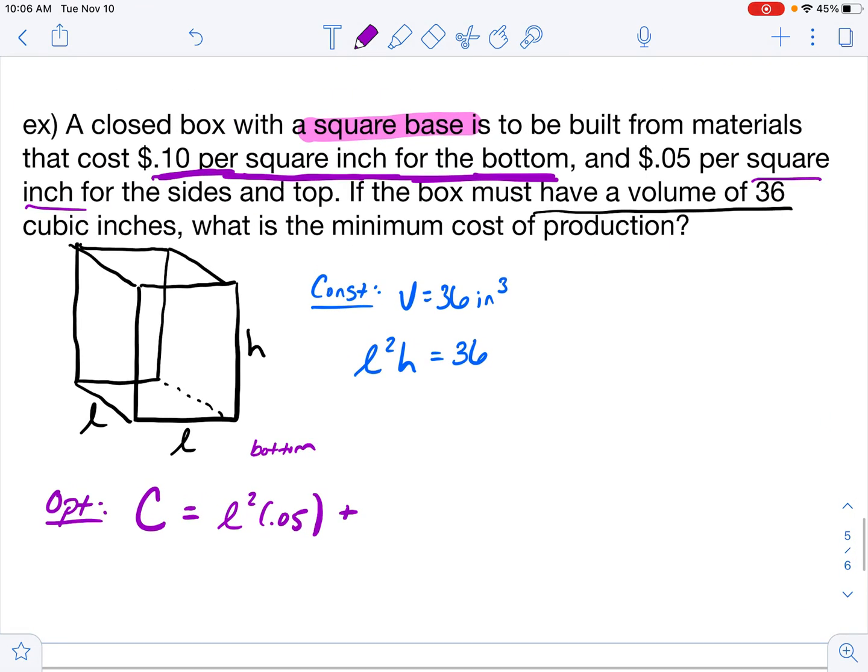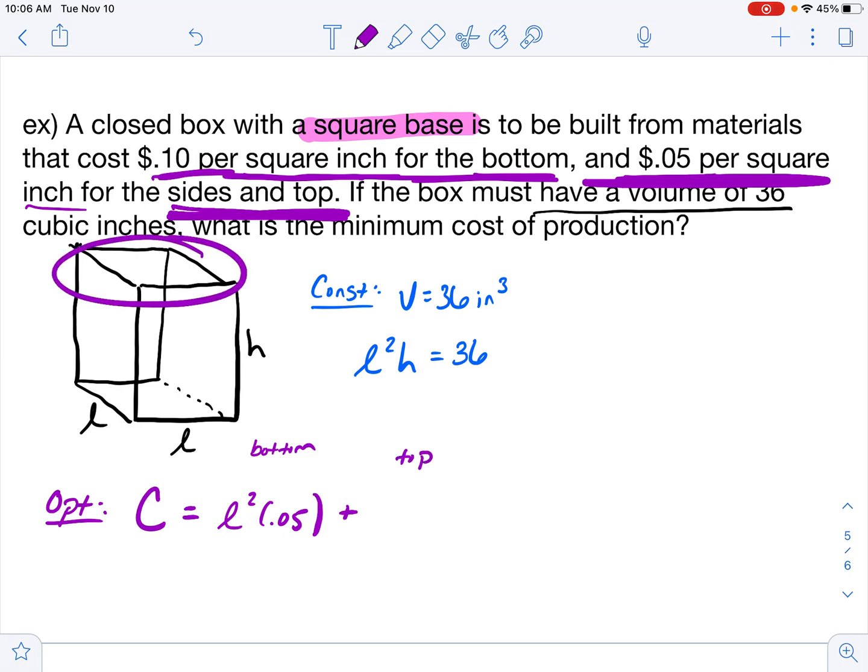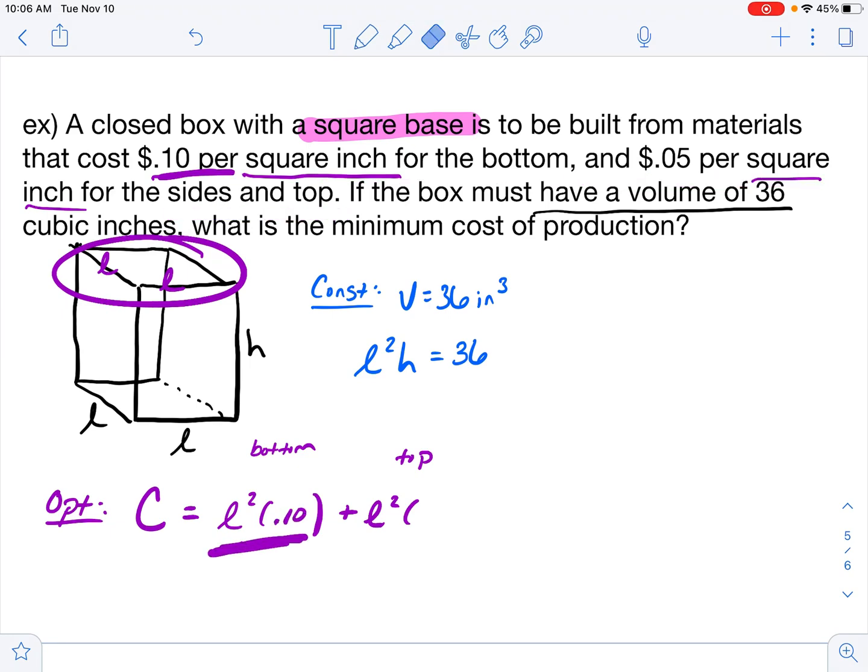The top and sides cost a little less, 5 cents per square inch. So let's talk about the top. The area of the top is going to be L times L, or L squared. But oh geez, I am being sloppy here. Okay, that should be 0.10, 10 cents a square inch for the bottom.